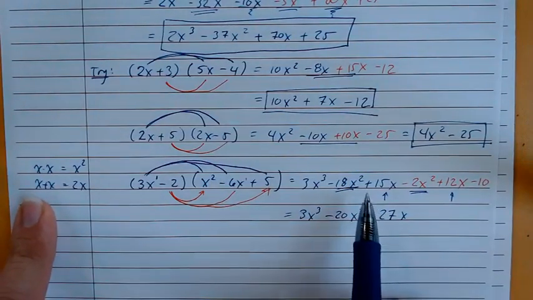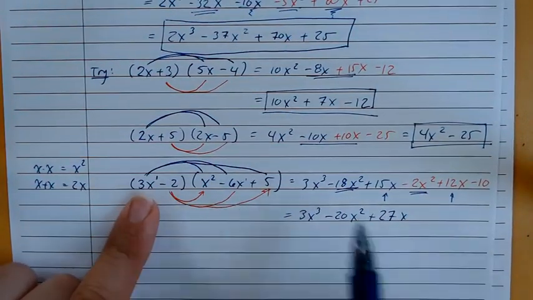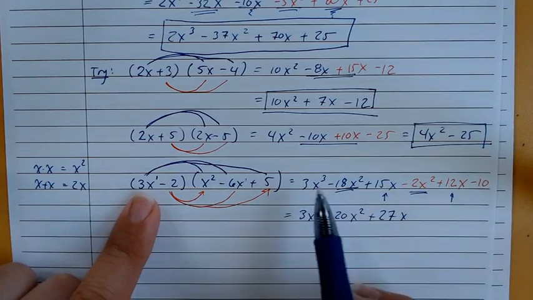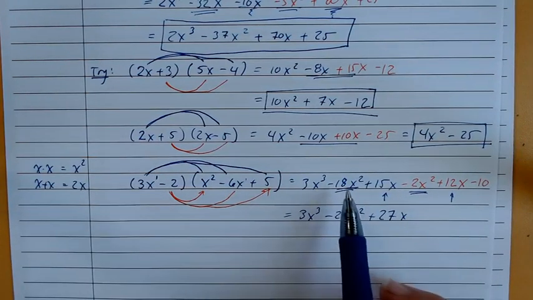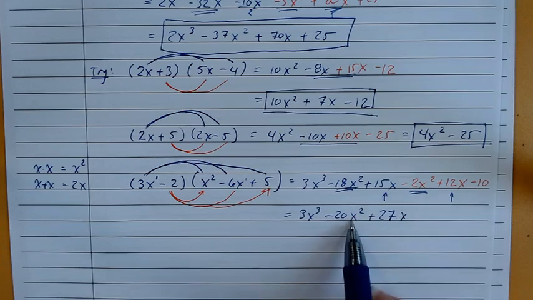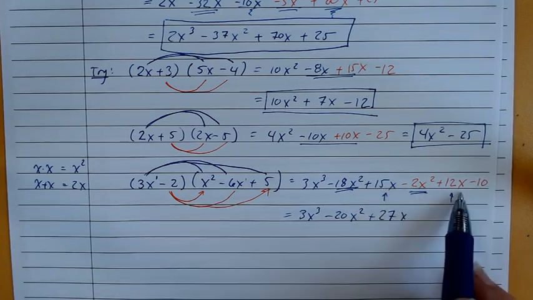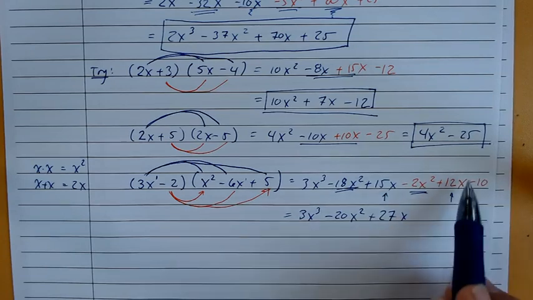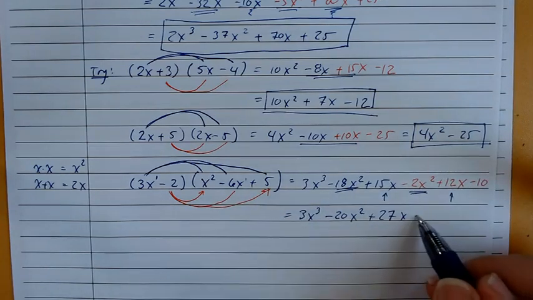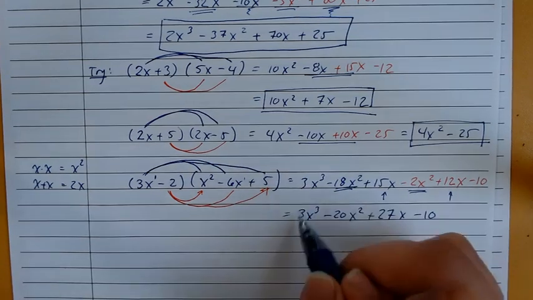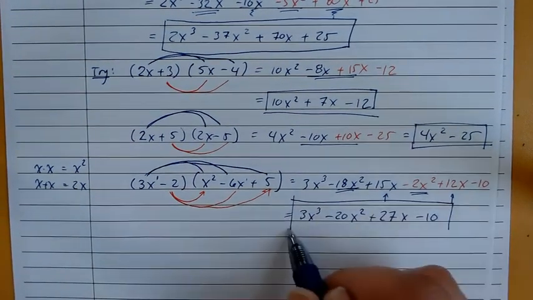So when you combine, you distribute, that changes some powers, but then when you're combining, powers never change. That's going to stay x squared. 15x and 12x, that's 27, but that stays x. And finally, our constant doesn't have any terms that are like it, so it's going to stay as it was, as a minus 10.